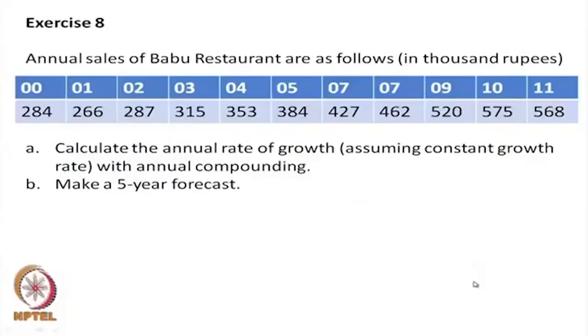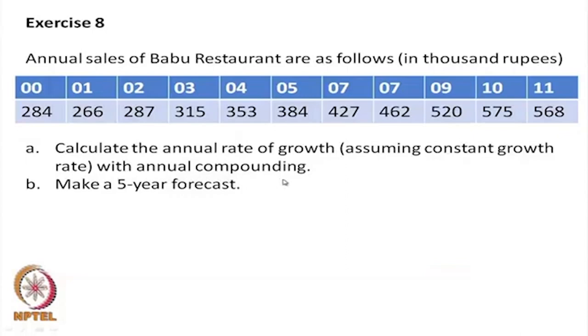Now, we go to the next exercise. This exercise is on demand estimation and demand forecasting. We start with a very simple example. The annual sales of Babu restaurant are as follows in 1000 rupees, starting from the year 2000, then 2001, 2002, like that up to 2011, with 284,000 rupees, 266, etc. We are required to find out the annual rate of growth, assuming a constant growth rate with annual compounding.